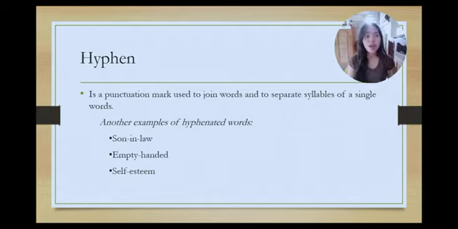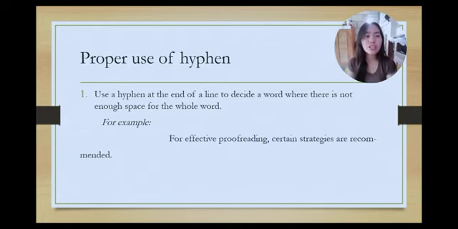Other examples of hyphenated words are son-in-law, empty-handed, self-esteem, and as you have noticed, these words are separated by hyphens. And the next, the proper use of hyphen. First, use a hyphen at the end of a line to divide a word where there is not enough space for the whole word. For example, for effective proofreading, certain strategies are recommended.